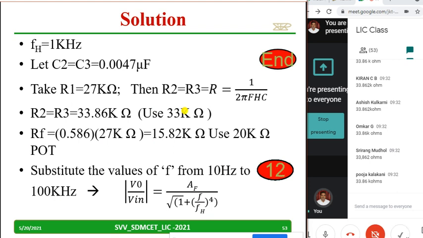Pooja Kalkani has typed the answer, 33.86 kilo ohm. Srirang, Omkar, Abhishek, Kiran CB, most of them have typed the same answer. Thank you each one of you. So hope all of you understood how to do it, but this will take time. I am not asking you people to do it now, but the procedure you should know. In the question they ask you to draw. So how to do it, sir? FH is given, F you vary from 10 Hz to 100 kHz, calculate, then you can plot it.